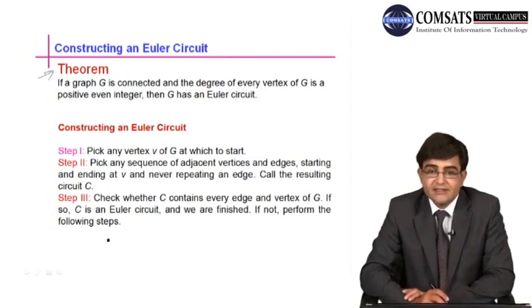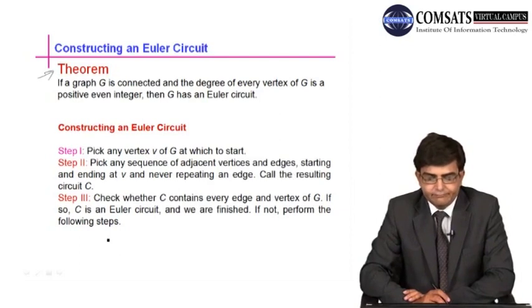Call the resulting circuit C. This is the circuit C which we have constructed. Now, if C uses all the edges exactly once and all the vertices at least once, then this will be your Euler circuit. If not, check whether C contains every edge and vertex of G. If so, then C is an Euler circuit, and we are finished.